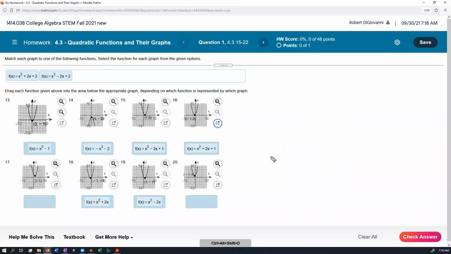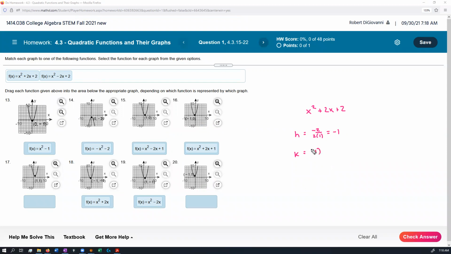All right, the next one. We have f of x is x squared plus 2x plus 2. Let's just go straight to the vertex. We know it opens up. So -2 over 2 times 1, that's -1. Plug that into the function.